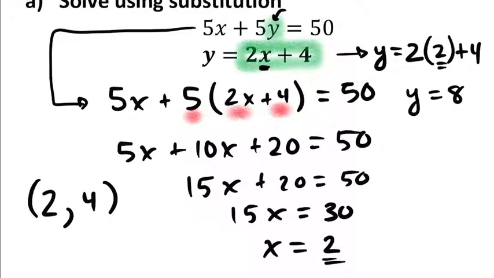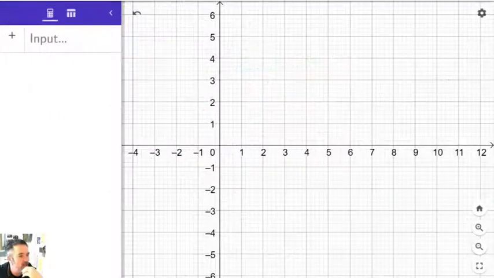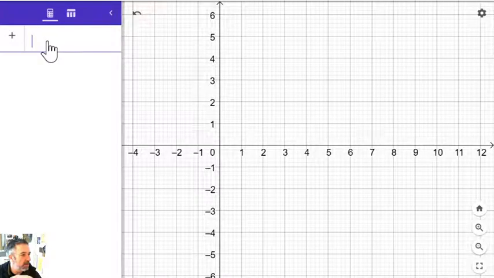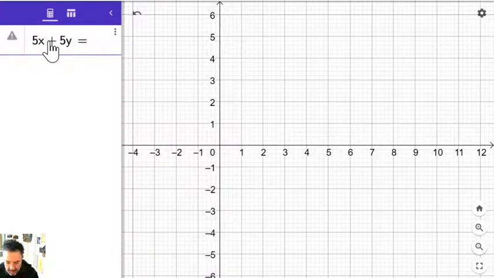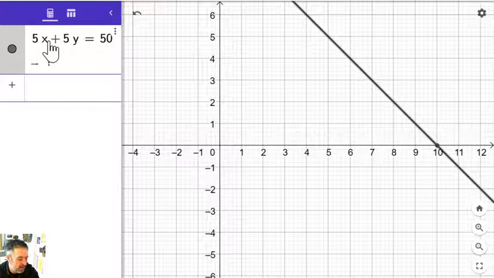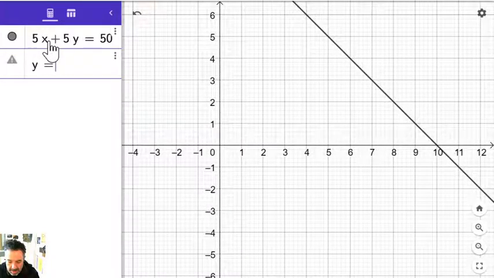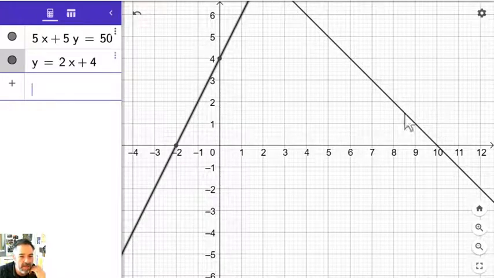That literally is the place where these two equations meet if they were to be graphed on the Cartesian coordinate plane. And actually, let's jump to GeoGebra real quickly. So in GeoGebra, I can say I want to graph 5x plus 5y equals 50. And I also want to graph y is 2x plus 4. Okay, and those should meet when x is 2.